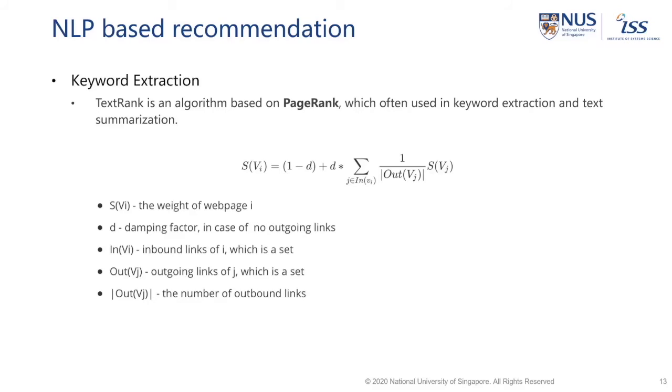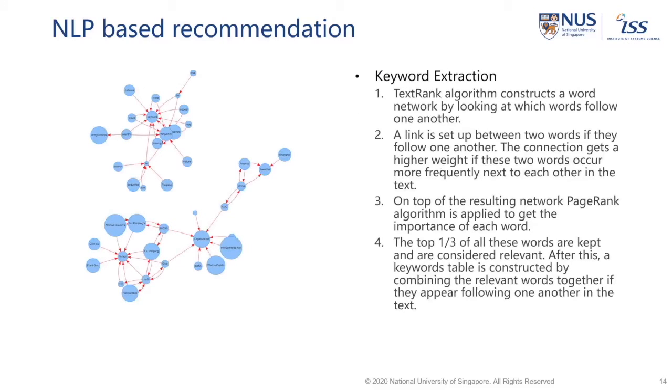the word. First, the TextRank algorithm constructs a word network by looking at which words follow one another. A link is set up between 2 words if they follow one another. The connection gets a higher weight if these 2 words occur more frequently next to each other in the text. On top of the resulting network, the PageRank algorithm is applied to get the importance of each word. The top 1/3 of all these words are kept and are considered relevant.